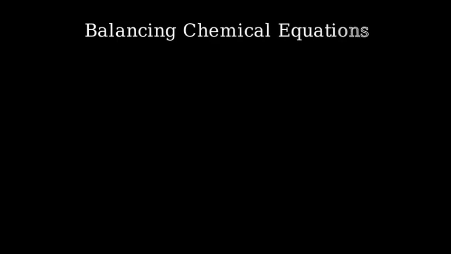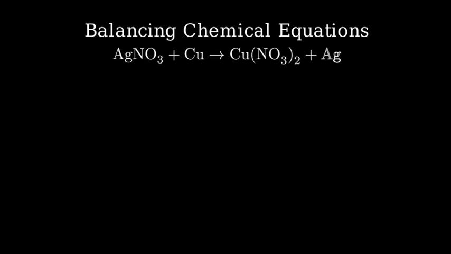We're going to learn how to balance the chemical equation for the reaction between silver nitrate and copper. Let's start by writing down the unbalanced equation. We have silver nitrate, AgNO3, plus copper, Cu, yielding copper nitrate, Cu(NO3)2, and silver, Ag.